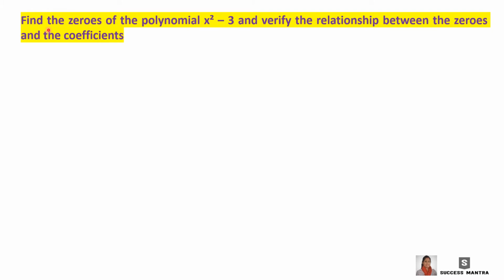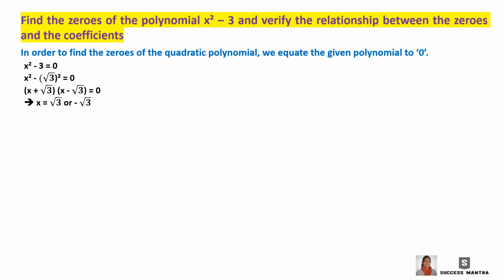So next is a very similar question to the previous one, that is to find the zeros of the polynomial x square minus 3 and verify the relationship between the zeros and the coefficients. So we need to first equate the given polynomial to 0. So we will write x square minus 3 is equal to 0, which can be written as x square minus root 3 the whole square is equal to 0. This is of the form a square minus b square. So we will write as a plus b into a minus b. That is x plus root 3 into x minus root 3 is equal to 0. That implies x is equal to root 3 or minus root 3. So the zeros of the given polynomial are root 3 and minus root 3.